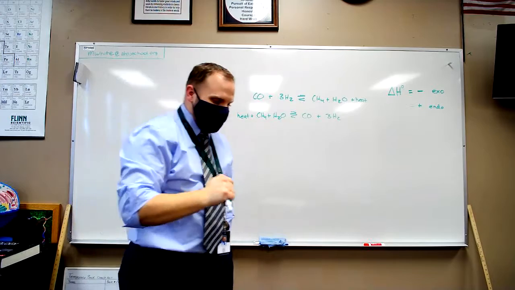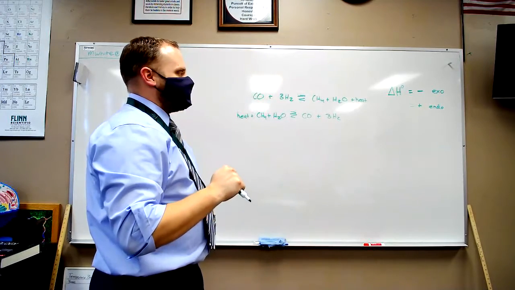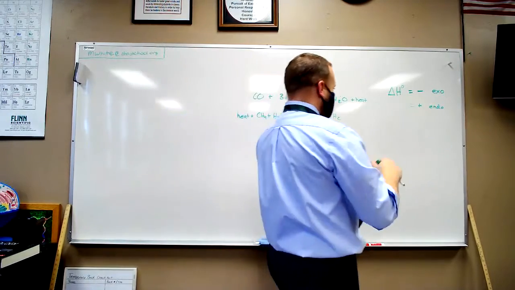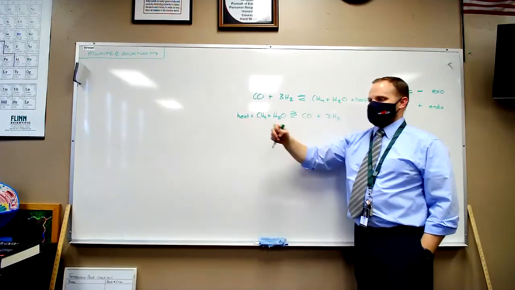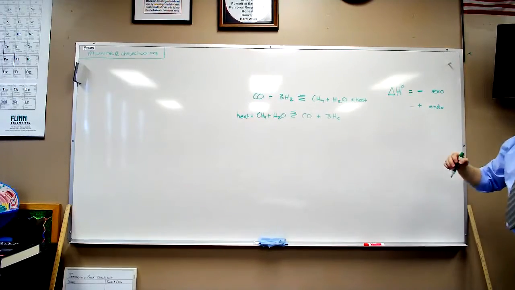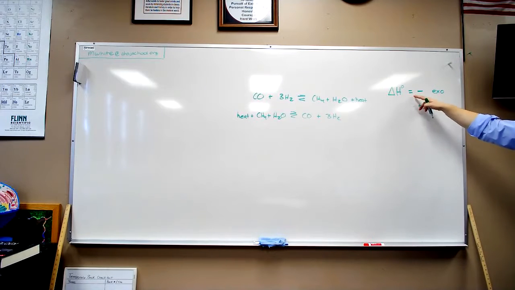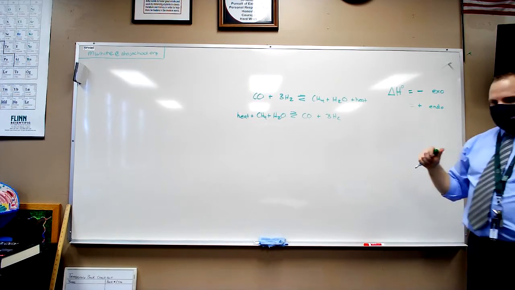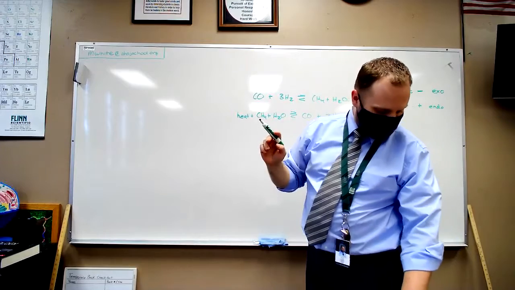So the easiest thing to do is just treat heat like either a reactant or a product. If it's exothermic, it's a product. If it's endothermic, it's a reactant. If you're given delta H's, negative means exothermic, positive means endothermic.